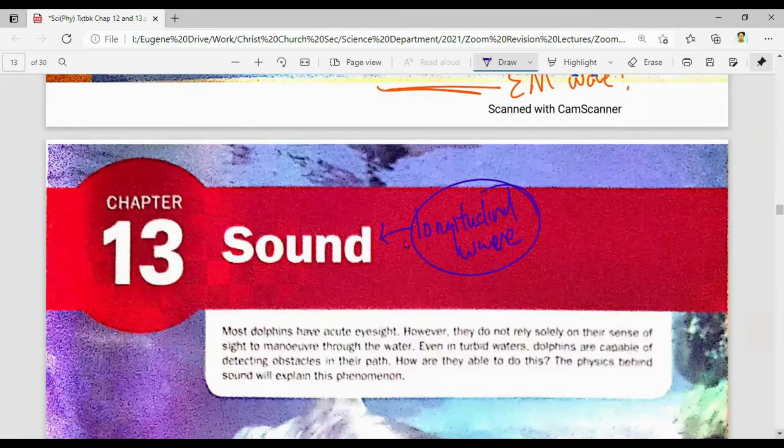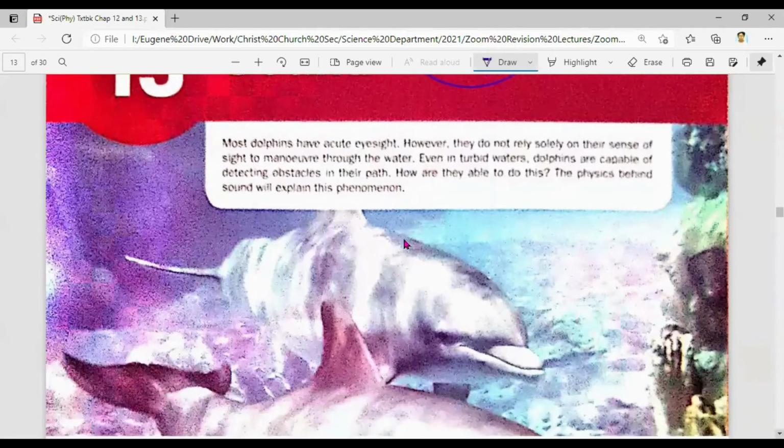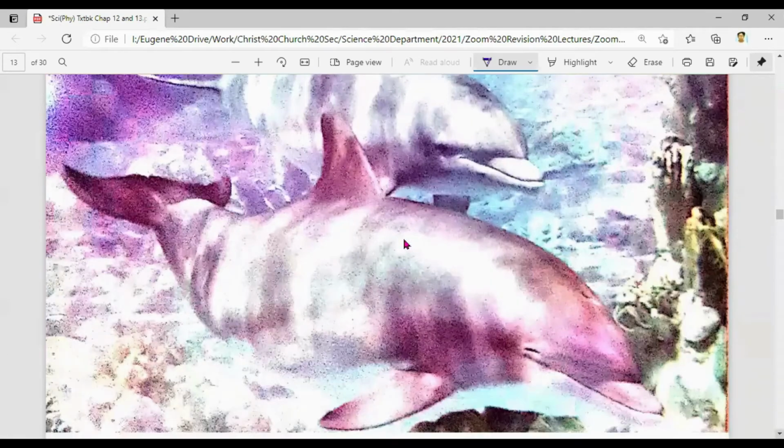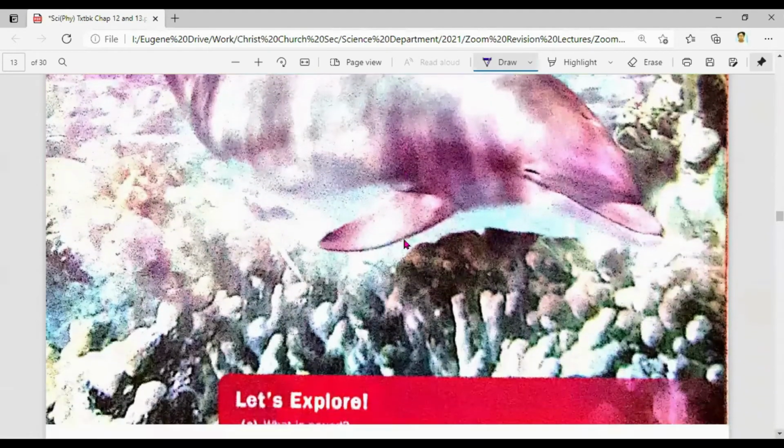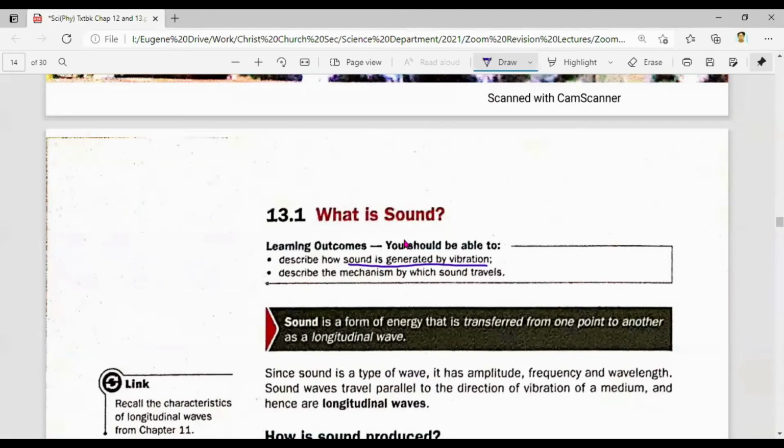Okay, now, so let's jump into it. So sound. What is sound? 13.1. We're going to learn how sound is generated by vibration. We're going to learn how to describe the mechanism in which sound travels. So sound is a form of energy that's transferred from one point to another. So this is just in general describing waves. However, the important part is that sound is a longitudinal wave. So take note, sound is a longitudinal wave.